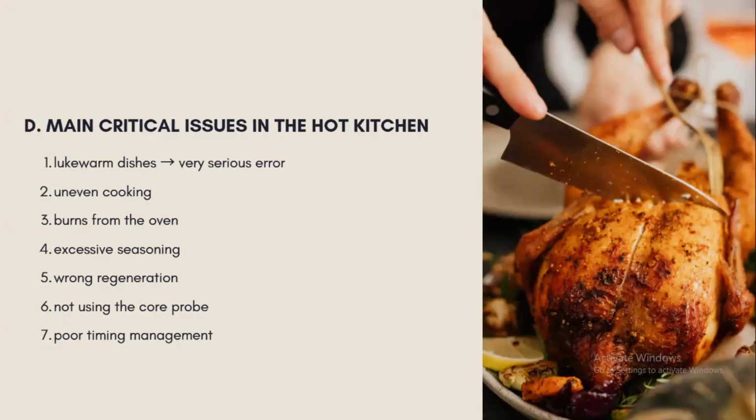And uneven cooking. I don't know if some of you have experienced it before, where maybe the top of your rice is not cooked and then the bottom is overcooked. That is what we call uneven cooking. So it's a very main critical issue. Everything has to be properly cooked. Burns from the oven, yes. Maybe when you were making lasagna and then your lasagna is a burnt offering, is a very main critical issue.